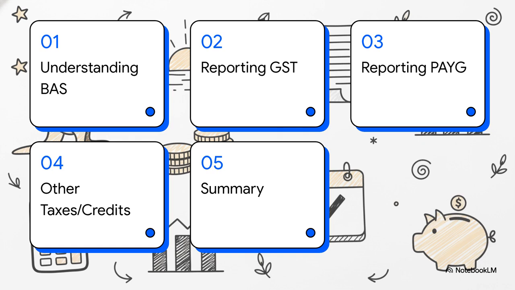From there, we will examine the reporting requirements for goods and services tax, followed by the pay-as-you-go system. We will then briefly cover other applicable taxes and credits before concluding with installment notices.